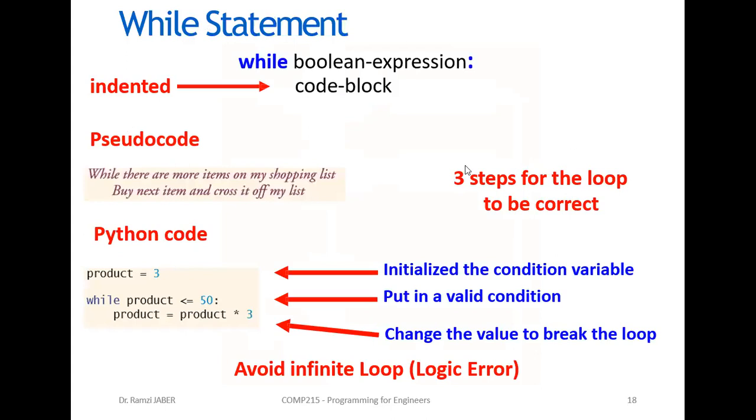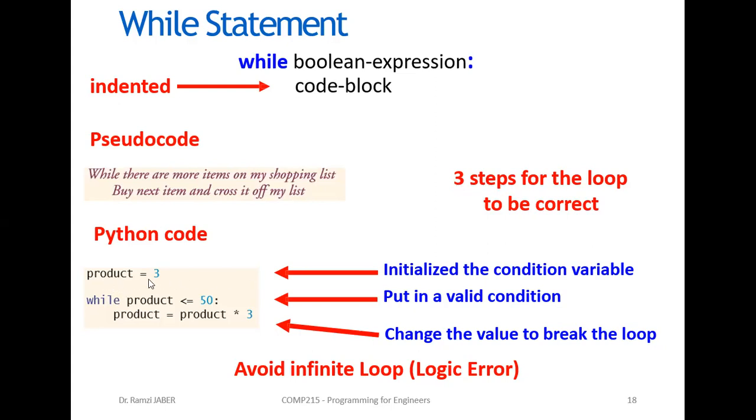Now we'll go to the while statement. The while statement is similar to the for loop or while loop in C. While Boolean expression or condition, colon, write your code block here indented. Don't forget indented. Here is an example pseudocode: while there are more items in my shopping list, buy the next item and cross it off my list. Okay, so to do a while loop the correct way, we must use 3 steps.